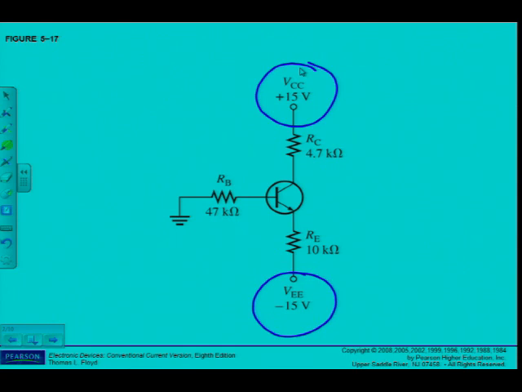The small base current causes the base voltage to be slightly below ground. The emitter voltage is one diode drop less than this. The combination of the small drop across RB and VBE forces the emitter to be approximately minus 1 volt. Okay, so here at VE, I have minus 1 volt, approximately. That's an approximation.